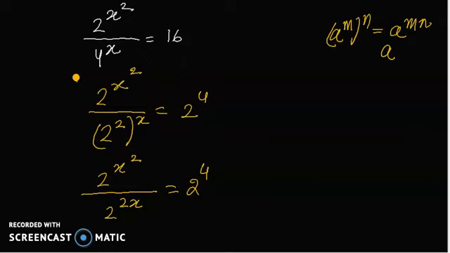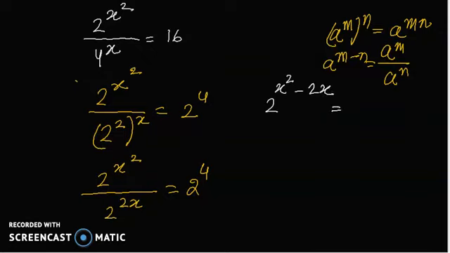Now a raised to power m by a raised to power n is equal to a raised to power m minus n. So we will use this, and then we can write it is 2 raised to power x square, here it is 2 raised to power 2x, so that can be written as 2 raised to power x square. This was our m and this is our n, so x square minus 2x.